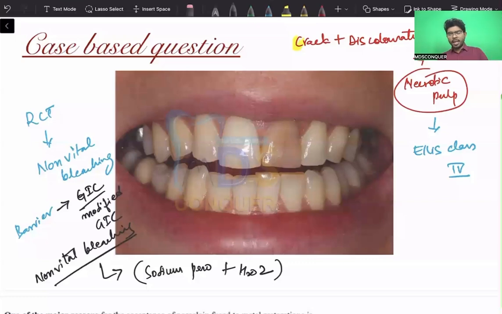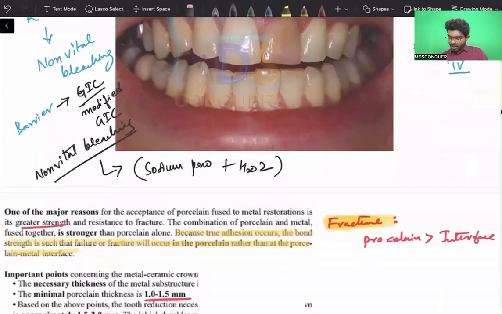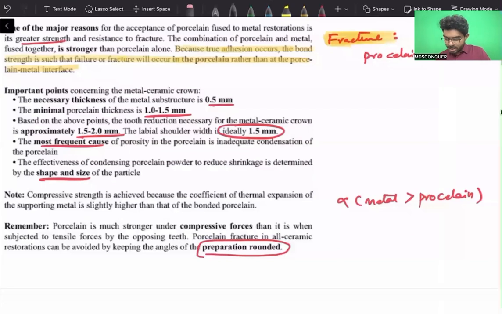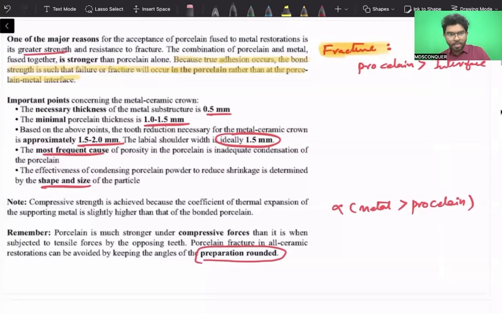Radiographically, apical changes are there, but the patient is not having any symptoms. Then it is going to be necrotic tooth with asymptomatic apical periodontitis. So now the treatment is: you do an RC, keep a barrier, that is a GIC or resin modified GIC. Once you're done with that, you're going to do non-vital bleaching with sodium perborate and hydrogen peroxide in combination. Okay, clear. So next, we'll have some important points.